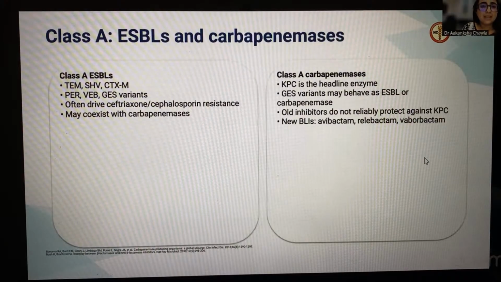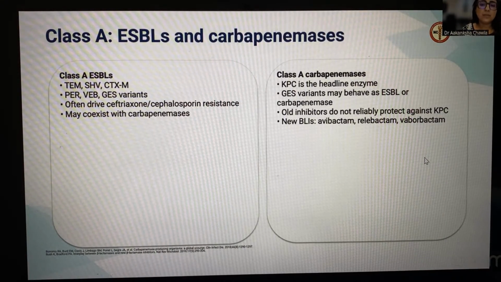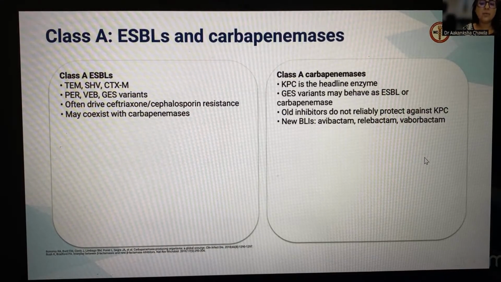Beginning with class A, the ESBLs, we come across TEM, SHV, and CTX-M. There are other variants as well. What do these tell you? They drive the ceftriaxone and cephalosporin resistance, and you have to remember that this may coexist with carbapenemases. Class A carbapenemases, we know KPC is the commonest. There are GES variants as well, which may behave as ESBL or carbapenemase. The effective therapy is the newer BLIs, that is avibactam, which is available, and the others which are not, relebactam and vaborbactam.